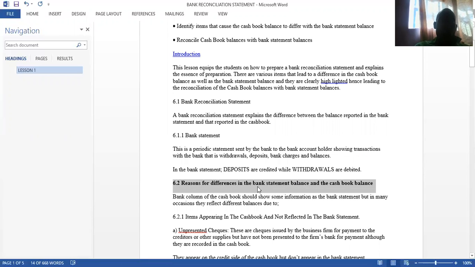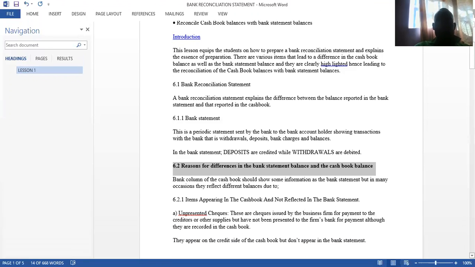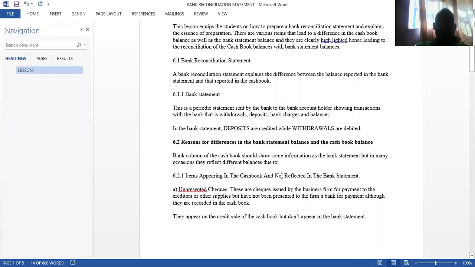Now, we go to the most important area here, which is what are the reasons for differences in the bank statement balance and the cash book balance? These reasons are like this. One, we are going to have items that are in the cash book but not appearing in the bank statement. Yes, these are the things the business is aware of, and they are appearing in our cash book. But when you go to the bank, those items are not there. Those items are not there because the bank is not aware whether they actually took place.